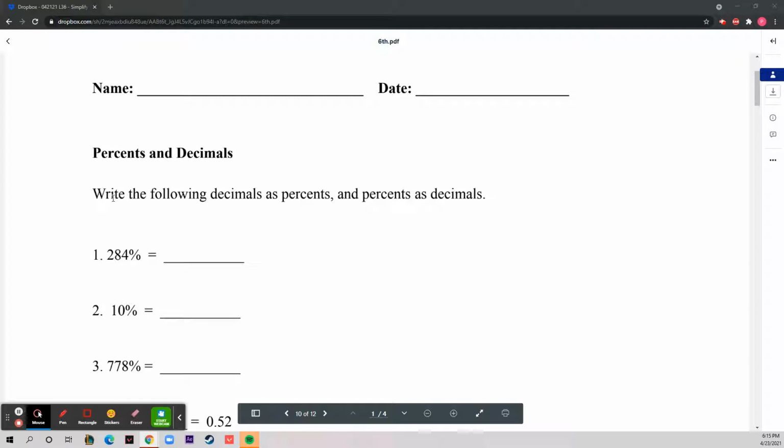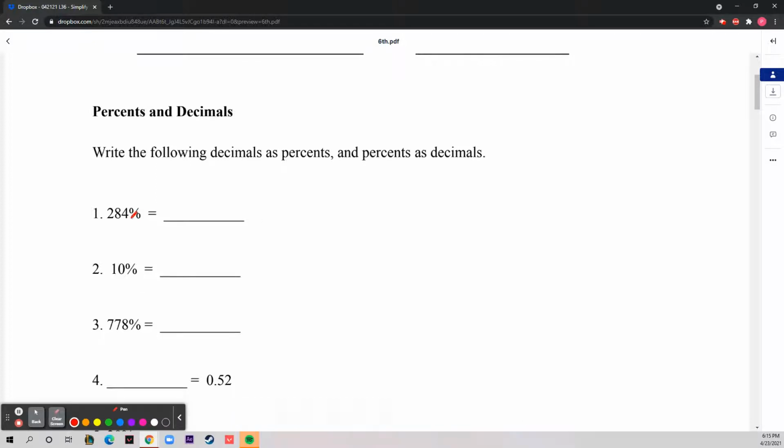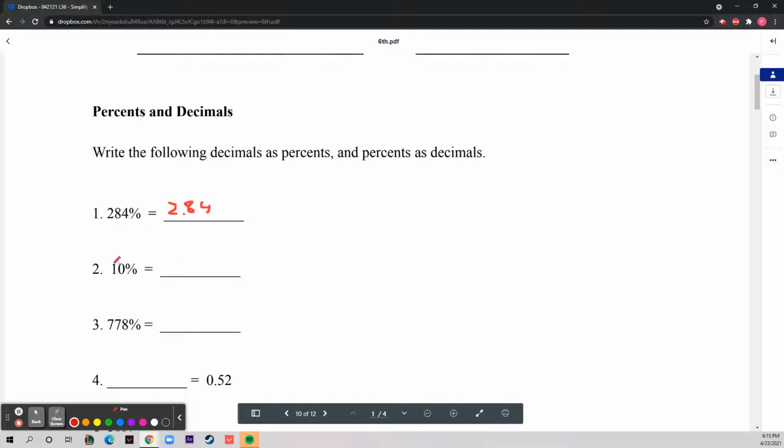Okay, so it says to write the following percents as decimals. This should be pretty easy. 284%, you just divide by 100, or you move the decimal place to the left, to get 2.84. So 284% is 2.84. Okay, and then 10% is 0.1, this is 7.78%. That does not look like a decimal, but it is.